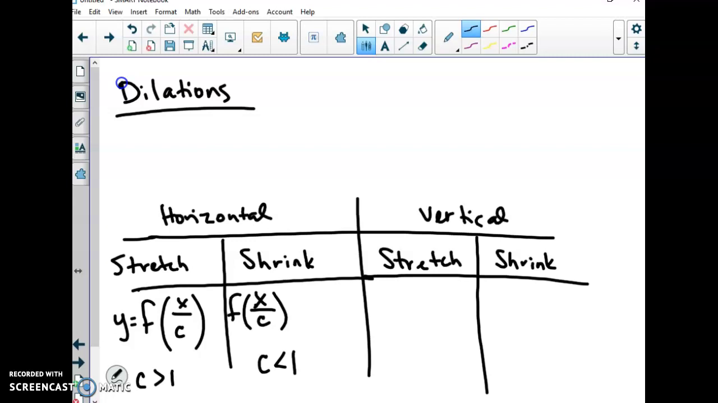Vertical stretches or shrinks. So if we were dividing with a horizontal, we're going to be multiplying with our vertical. Now, if you're having a stretch, it's going to be larger than 1 again. Kind of makes sense. Shrink, less than 1. Again, pretty easy to tell on that.